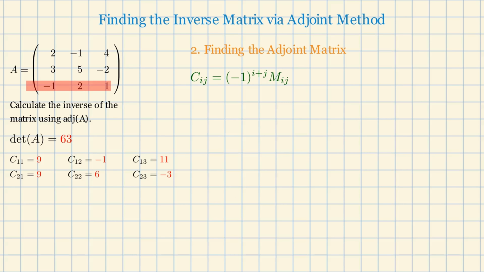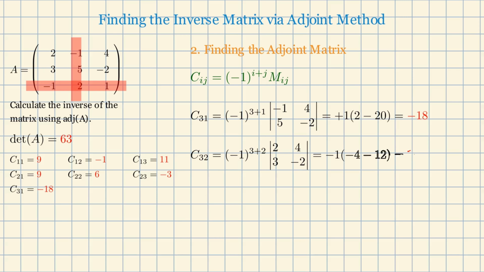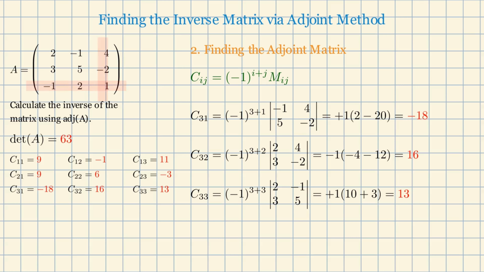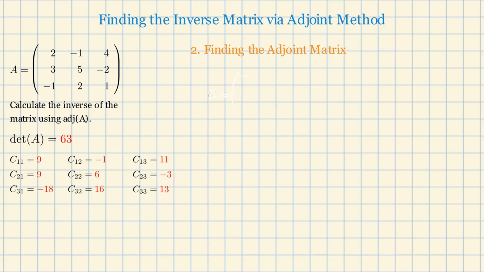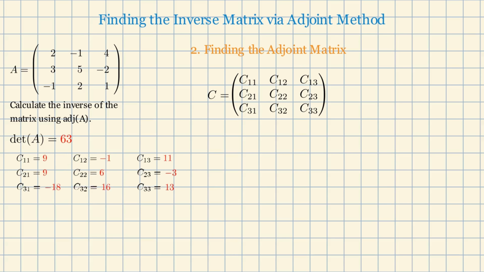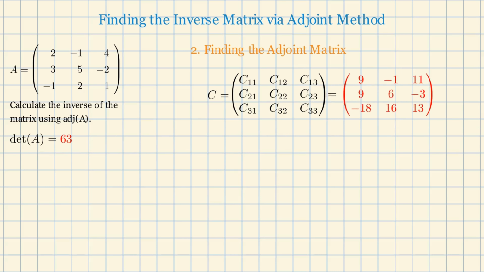C31 equals minus 1 to the power of 3 plus 1 times M31 equals minus 18. C32 equals minus 1 to the power of 3 plus 2 times M32 equals 16. C33 equals minus 1 to the power of 3 plus 3 times M33 equals 13. Now let's create the cofactor matrix that we denote by C.